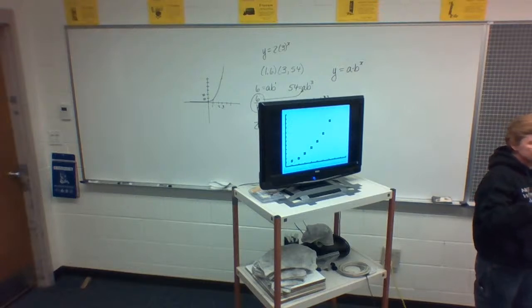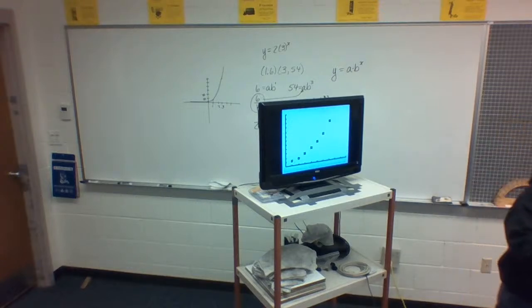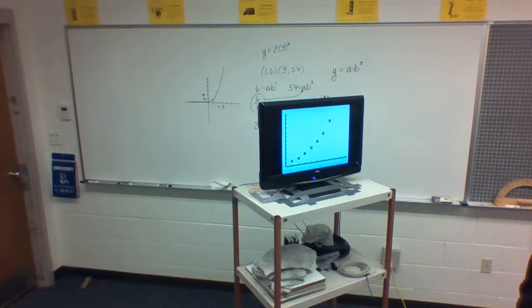In example 5, it says fit an exponential. It tells you what to fit. If you're trying to make the decision which one fits better, this is how you decide. They told us it had to be exponential, so we have no choice. Even if we decide a quadratic fits it better, we have no choice. It says exponential. But if you're trying to make the decision, here's how you do it.